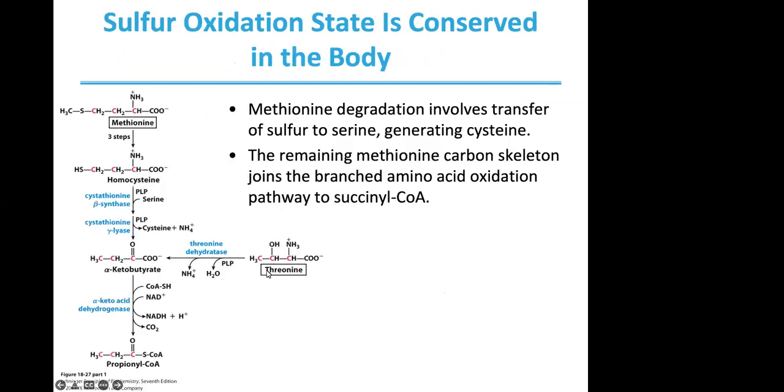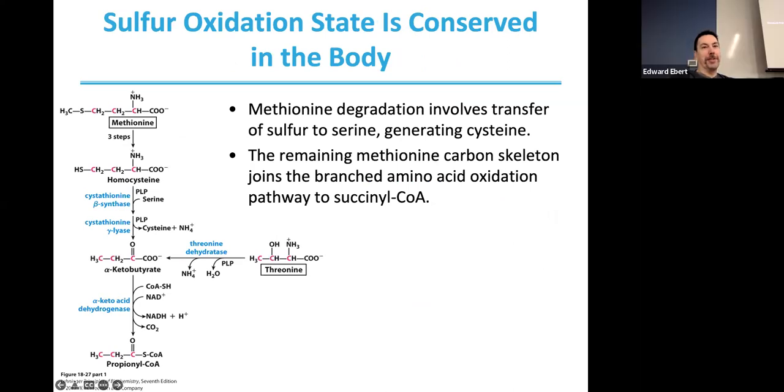All right. What about our sulfur-containing amino acids? We know we have to maintain nitrogen balance, but what about sulfur balance? The sulfur oxidation state tends to be conserved in the body as well. So if we look at methionine, which has that sulfur in it, and I think we're going to look at cysteine as well, methionine degradation will transfer sulfur to serine. And if we replace that hydroxyl group on serine with a sulfhydryl group, we'll get cysteine, okay?